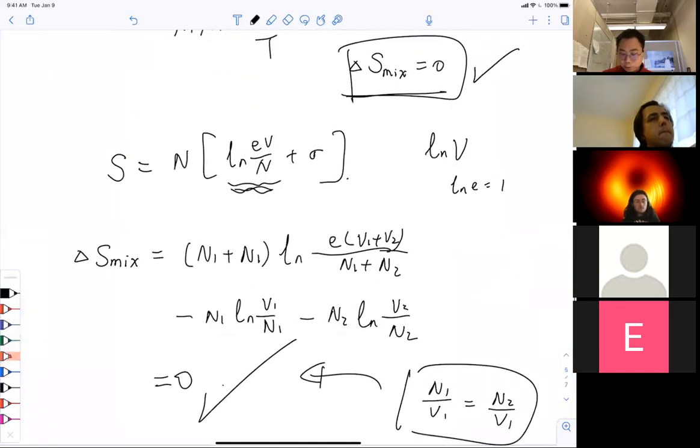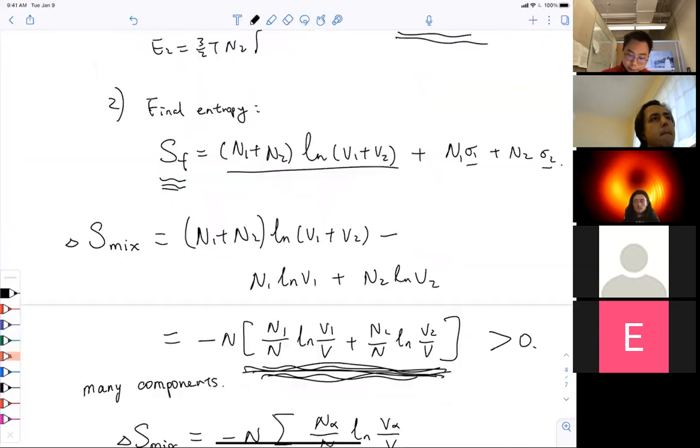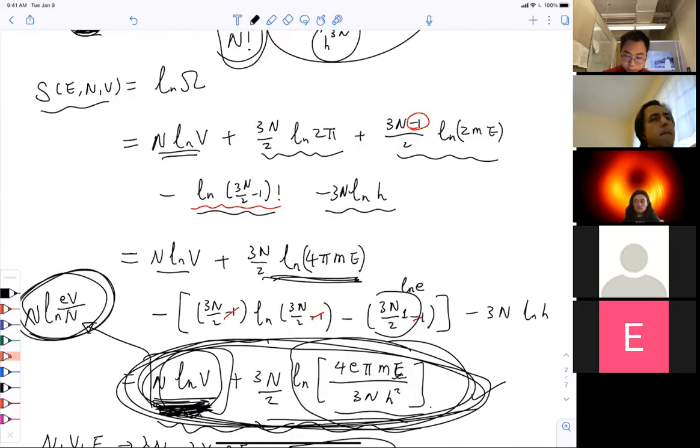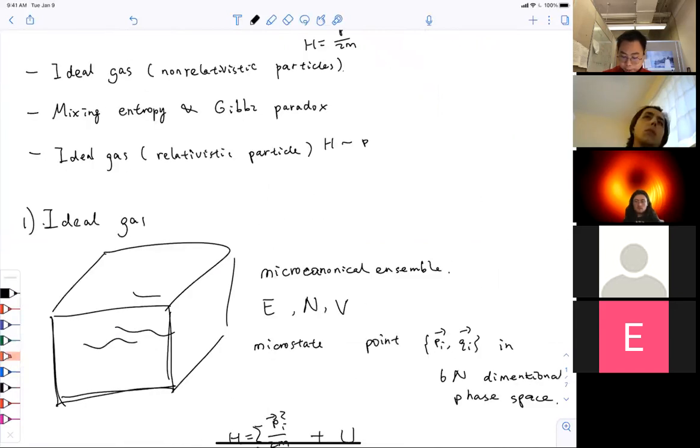By the way, we can also derive this kind of stuff from other ensembles, like the canonical ensemble. This is just an example, one derivation within the microcanonical ensemble.